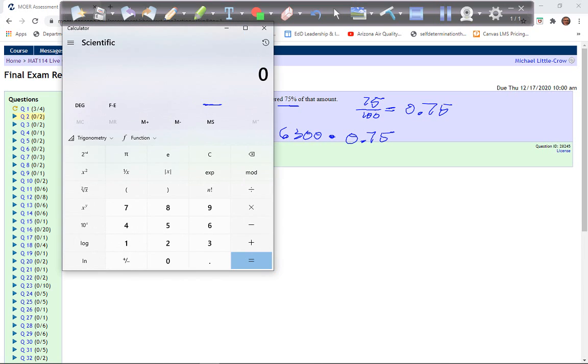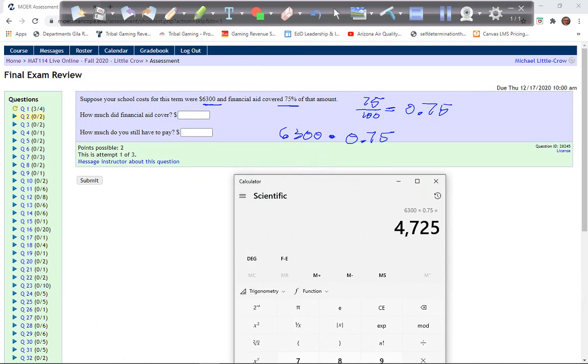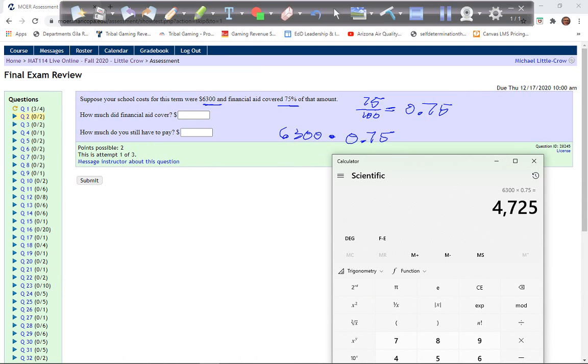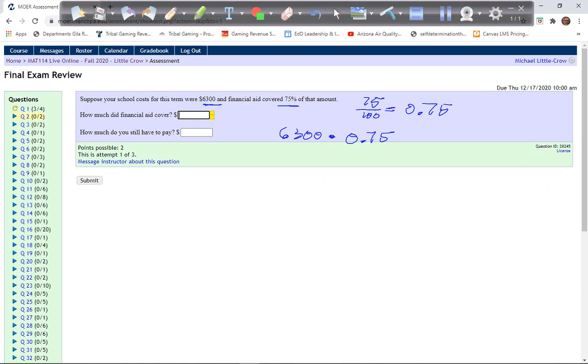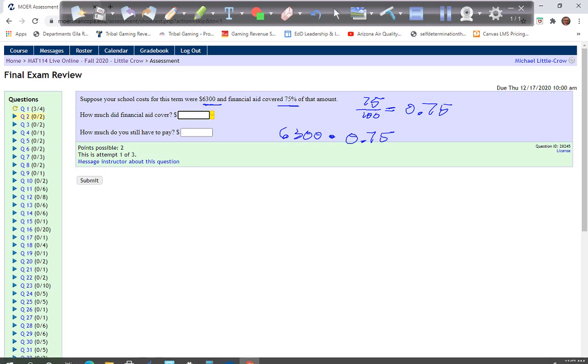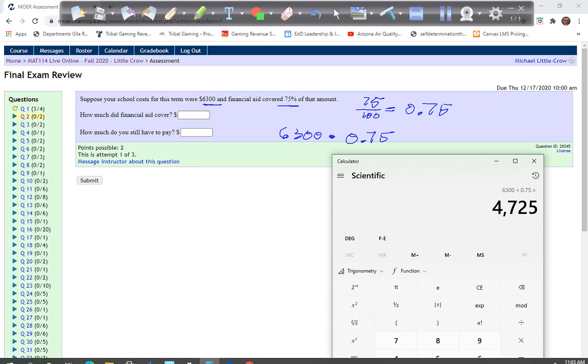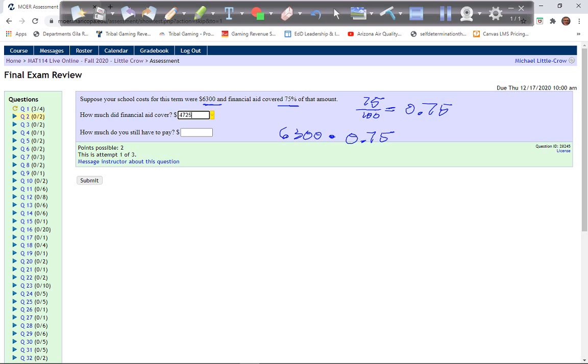Do that with our calculator. 6,300 times 0.75. 4,725. Let's see if that's the right answer. So this one, financial aid covered 75%. How much did financial aid cover? Well, they covered the 75%, which was 4,725. How much did we have to pay?